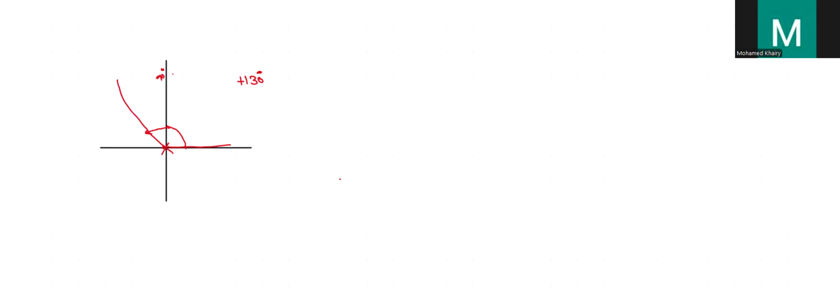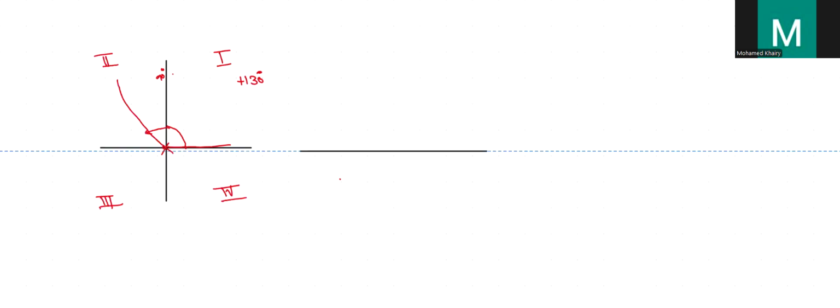This is the first quadrant. This is the second quadrant. This is the third quadrant. And the last one will be the fourth quadrant. Okay. Here also, let's say that I want to draw something else, something like negative 50.